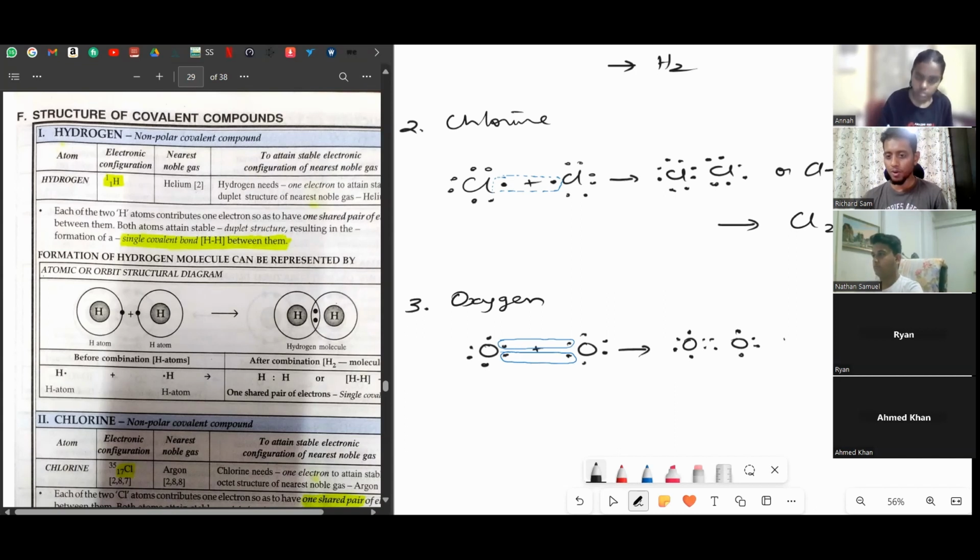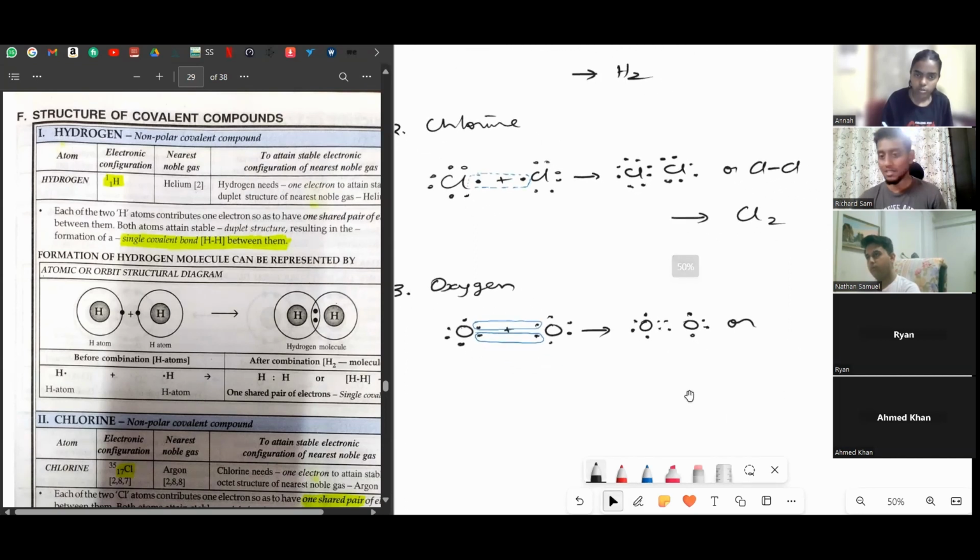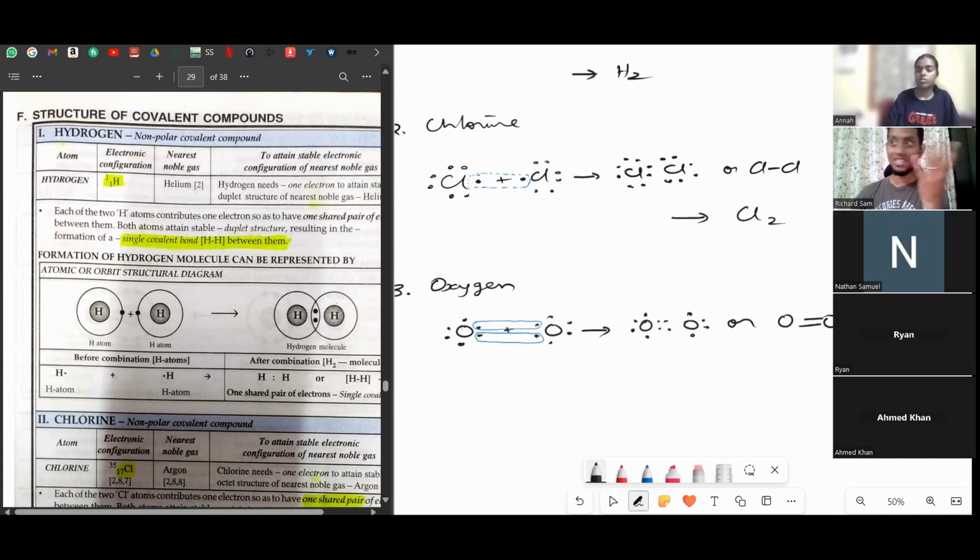So what type of a bond is between these oxygen atoms? It will be a double bond. So you have one oxygen, second oxygen with a double bond in between. One bond between one pair of electrons, second bond between the second pair of electrons. Okay, 2 electrons create one bond. 4 electrons will create 2 bonds. So 6 electrons will create 3 bonds, a triple bond. Okay, which we'll see later on.